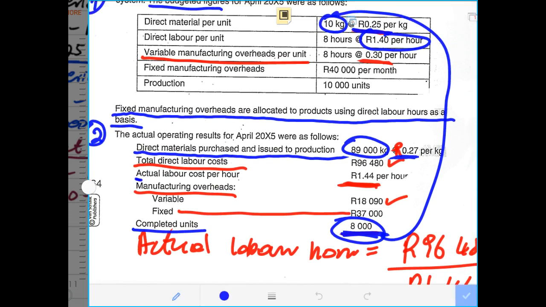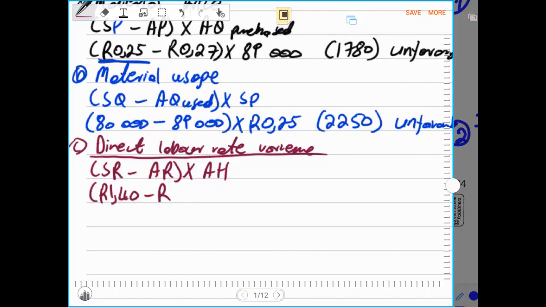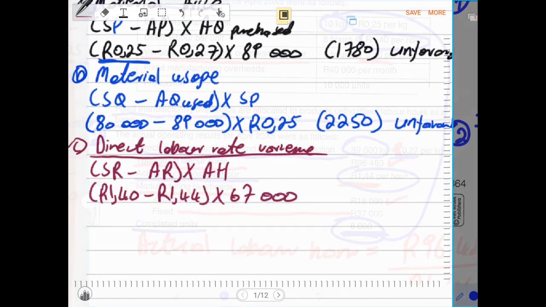And we know that the actual labor cost per hour, which is R1.44, will tell us that there is surely a variance in this case. This will be R1.44. Then we multiply this by the actual hours, and if you still remember, we calculated the actual hours to be 67,000 hours.